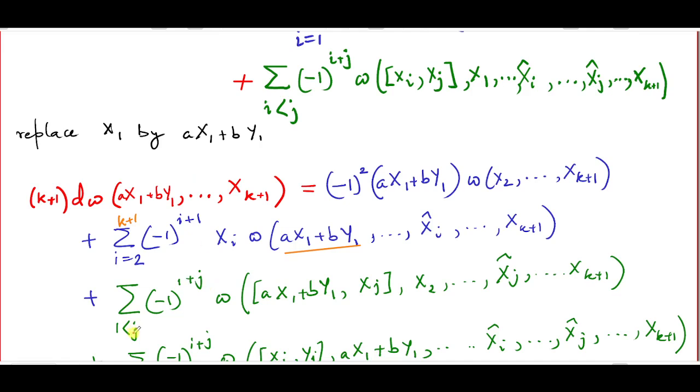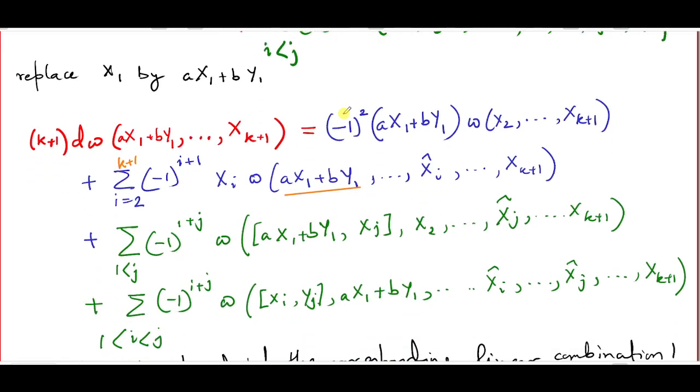So j actually runs from 2 to k plus 1 in this sum, where the first argument in the Lie bracket has been replaced by ax1 plus by1, and the other is when i and j are both more than 1. Of course, j is still more than i, and you get xi comma yj, xj, and ax1 plus by1 sitting in the second argument. It has not moved from its original place in the sum.